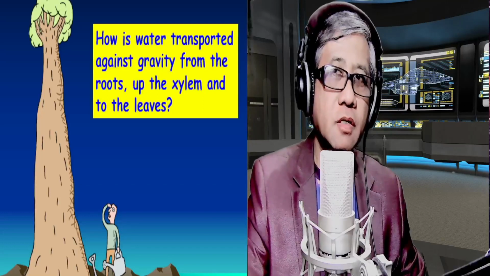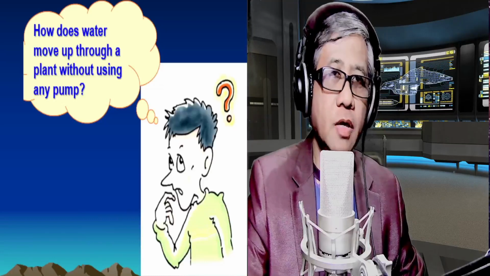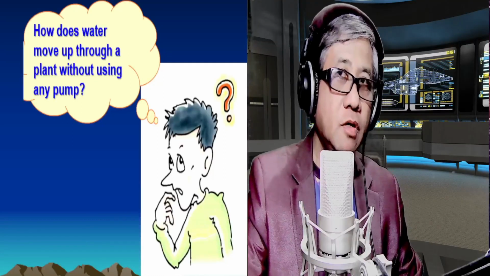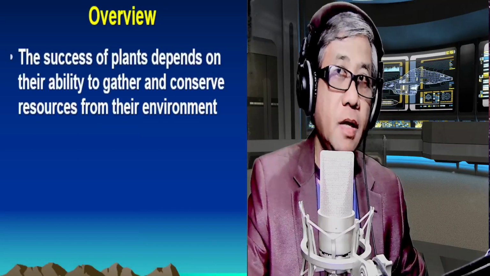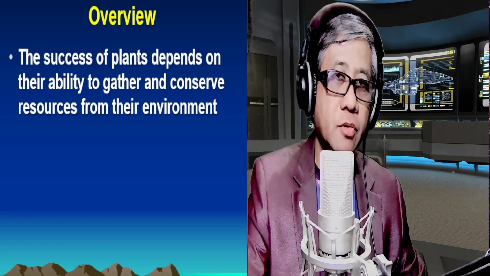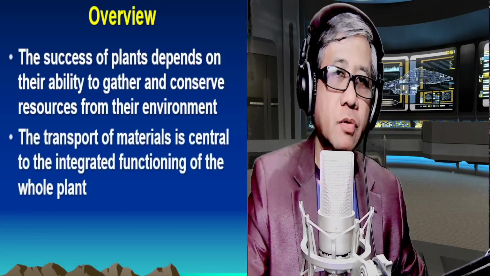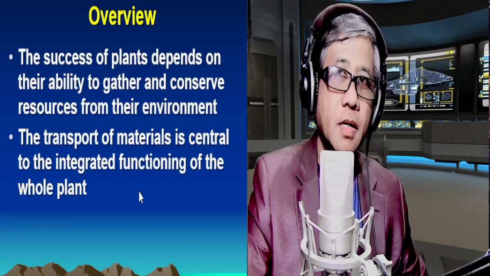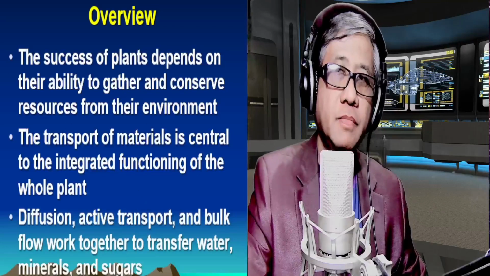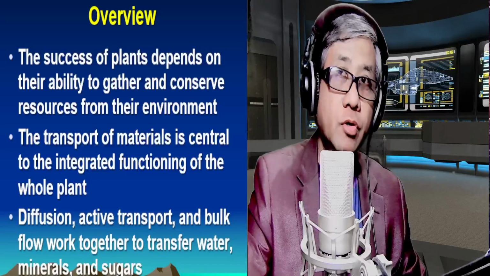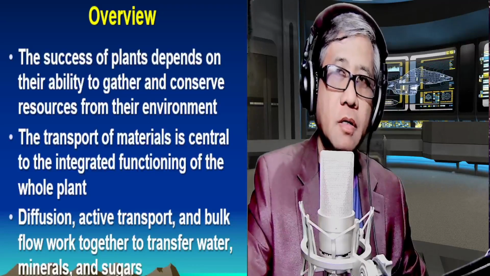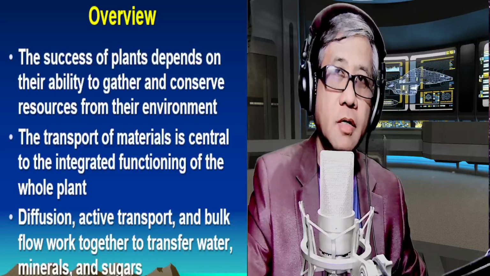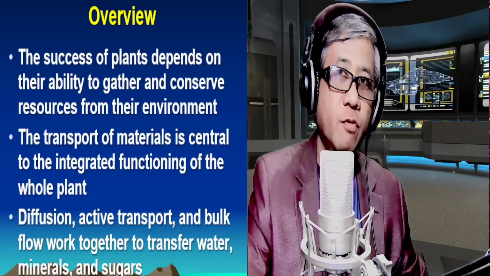So this is a very interesting topic. How does water move up through a plant without using any pumping organ? To give you an overview of this lesson, let's take note of the following. Number 1, the success of plants depends on their ability to gather and conserve resources from their environment. Number 2, the transport of materials is central to the integrated functioning of the whole plant. And number 3, mechanisms like diffusion, active transport, and bulk flow work together to transfer water, minerals, and nutrients throughout the plant's body. So that's the overview of this lesson for today.